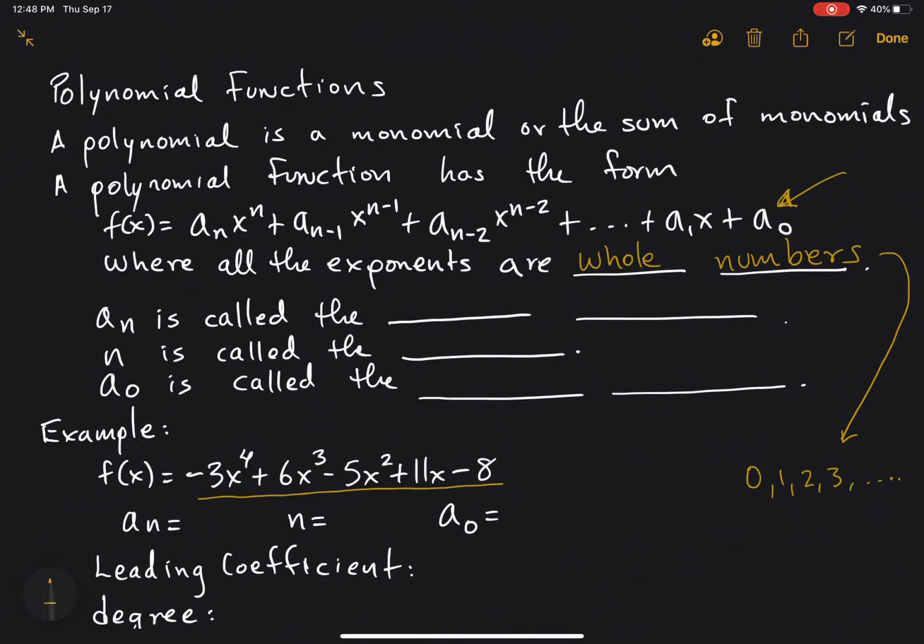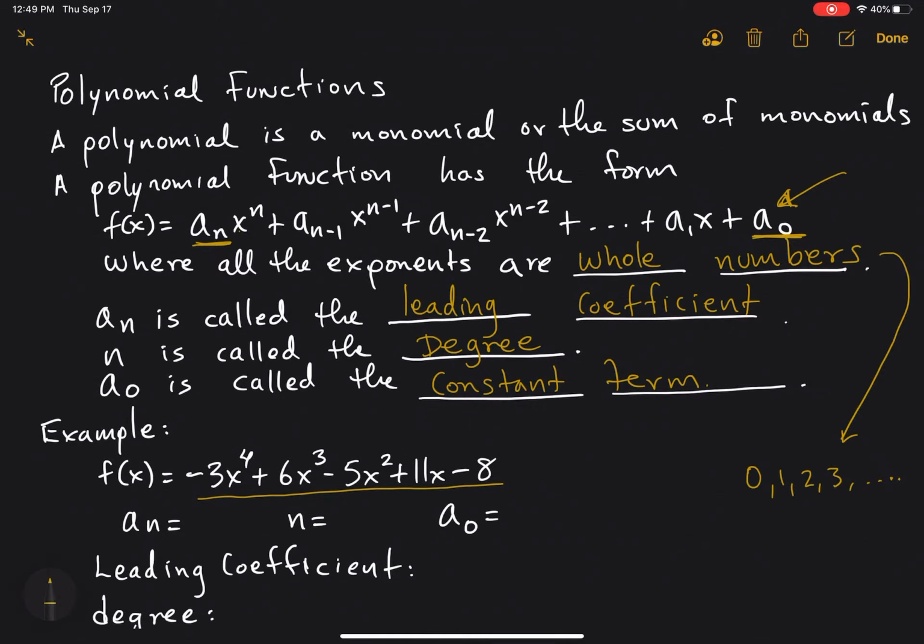In a polynomial function, a sub n is the number next to the x with the highest exponent. It's called the leading coefficient. n is the highest exponent, the biggest exponent of all of them. It's called the degree of the polynomial. And a sub 0, the number at the end that has no x next to it, we call the constant term.